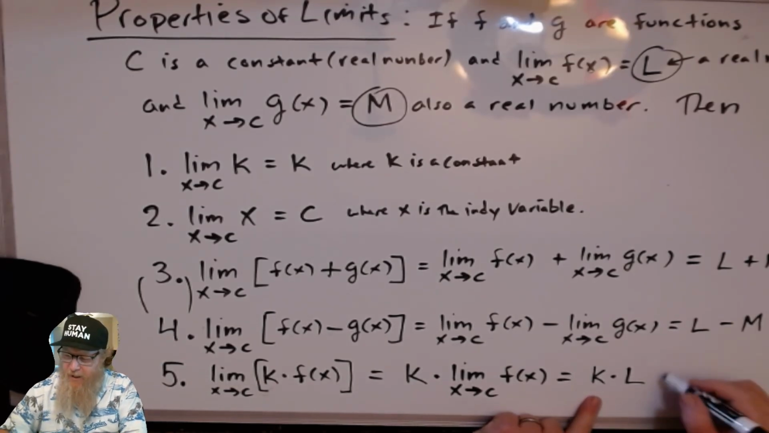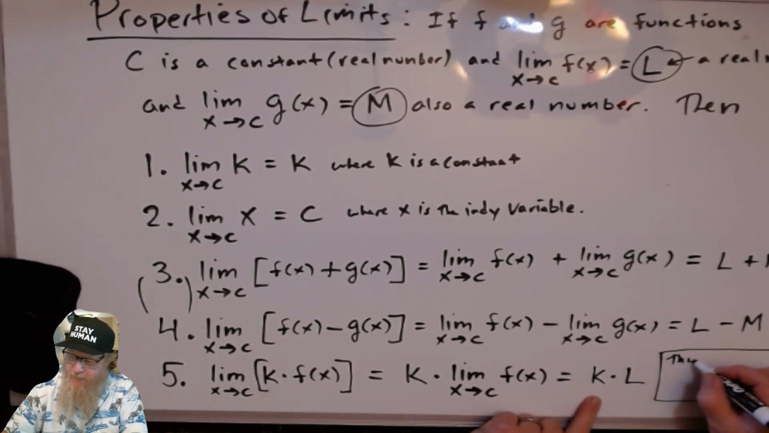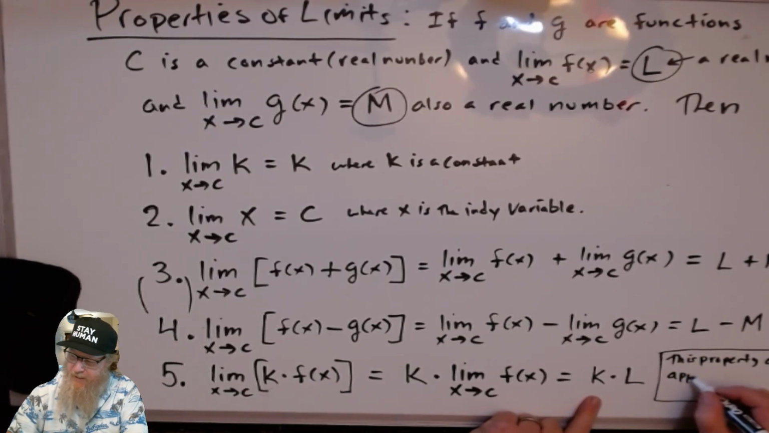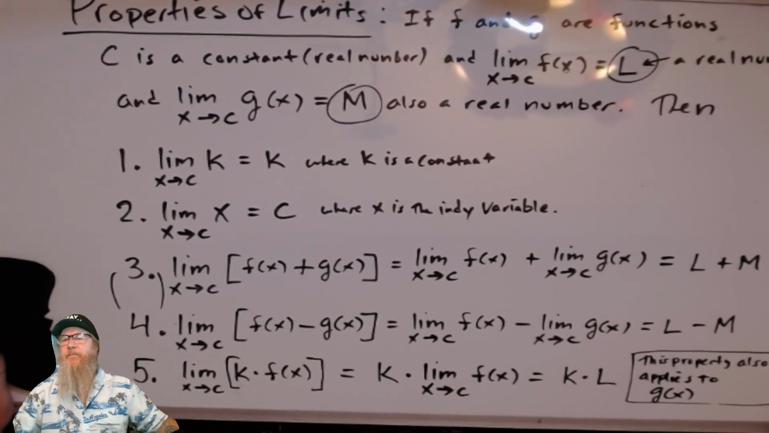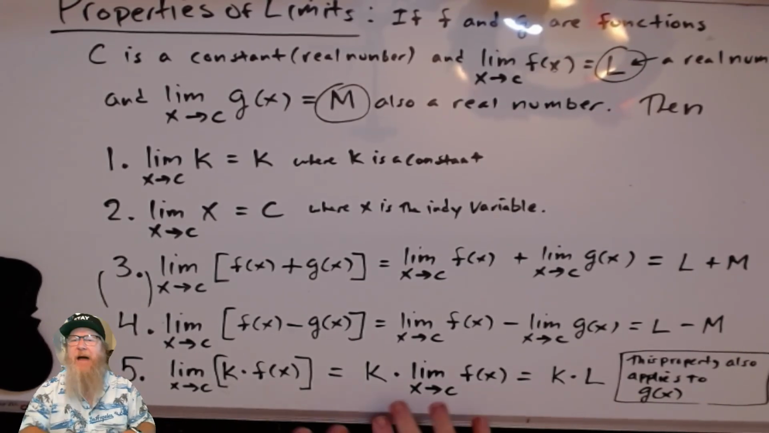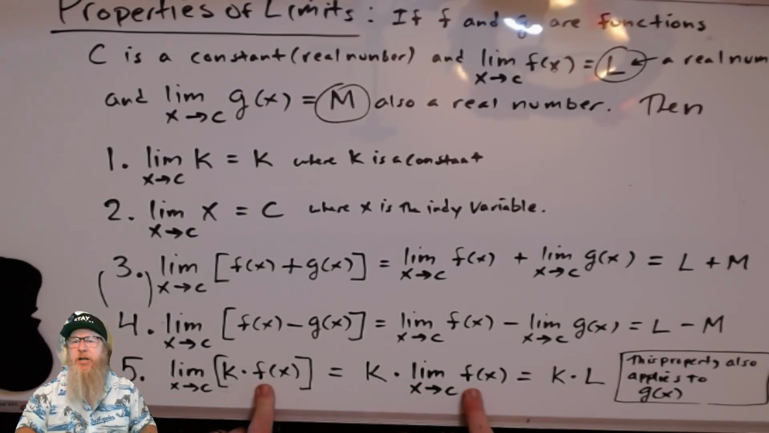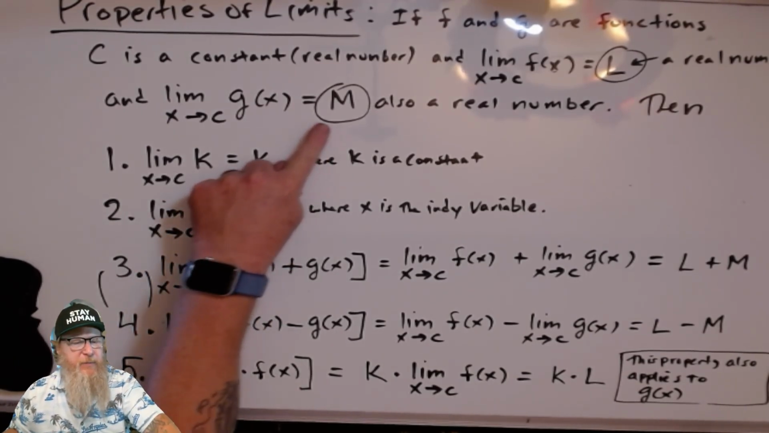All right. And then I'll put a little side note here. This property applies to all functions. So in particular, it applies to g. So this property also applies to the other function. I'm not going to write it down as a new property. Just replace all the f's with g's, and then replace the L with M, because the limit of g is M.